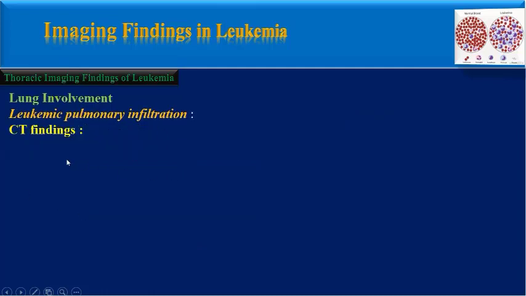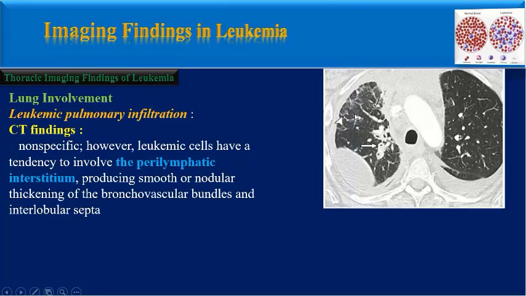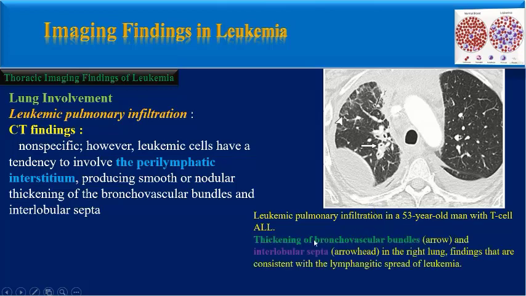What are the CT findings of this entity? CT findings of leukemic pulmonary infiltration are non-specific. However, leukemic cells have a tendency to involve the perilymphatic interstitium, producing smooth or nodular thickening of bronchovascular bundles and interlobular septa. Like this case of leukemic pulmonary infiltration in a 53-year-old man with T-cell ALL, in which we can see thickening of bronchovascular bundles and interlobular septa in the right lung, findings that are consistent with lymphangitic spread of leukemia.